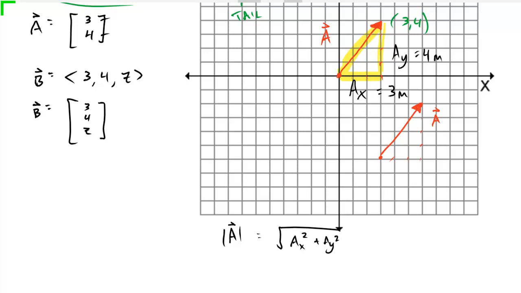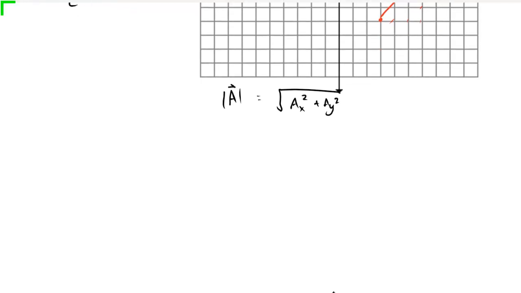Okay, so for vector A that we had above, the magnitude of vector A here is going to be equal to, the x component was 3, so this is 3 squared, plus the y component is 4 squared. This is equal to 5, or you might recognize this as a 3, 4, 5 triangle. So the magnitude of vector A is 5 meters.